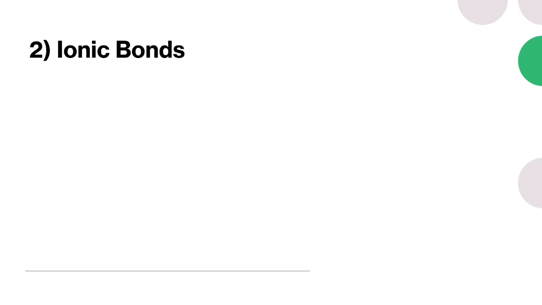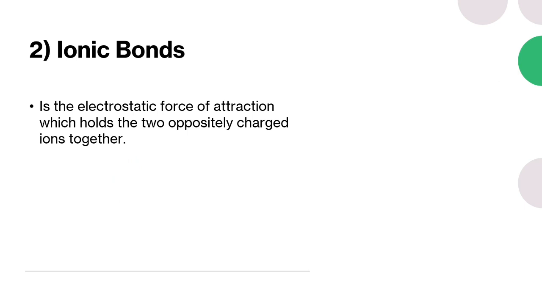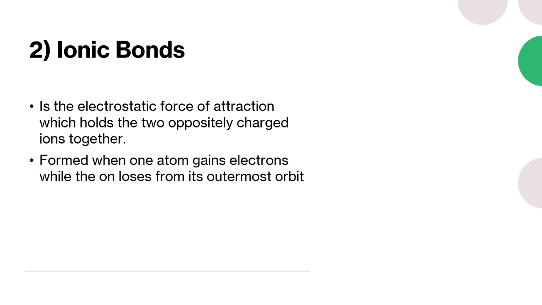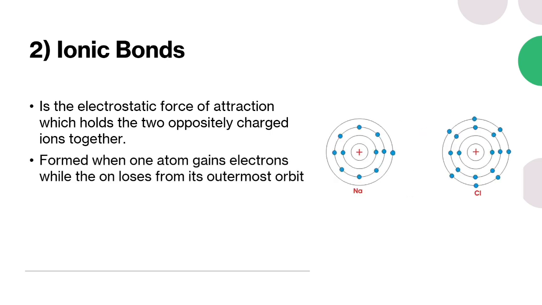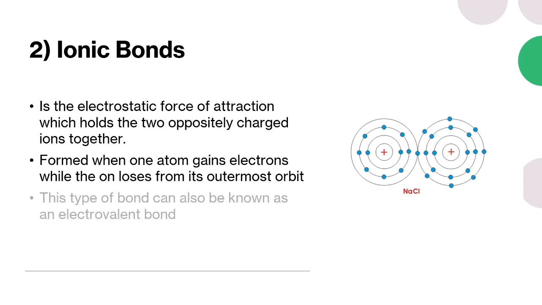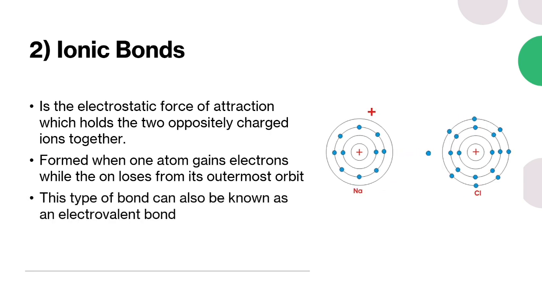2. Ionic bonding. Ionic bonds are the electrostatic force of attraction which holds two oppositely charged ions together. This kind of bond is formed when one atom gains electrons, while the other atom loses electrons from its outermost level or orbit. The bond formed by this kind of combination is known as an ionic bond or electrovalent bond.